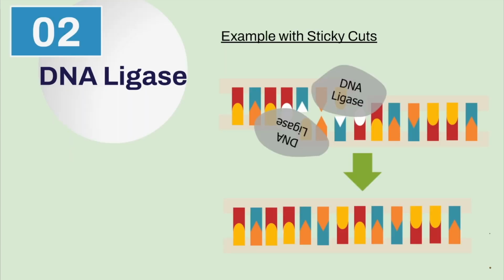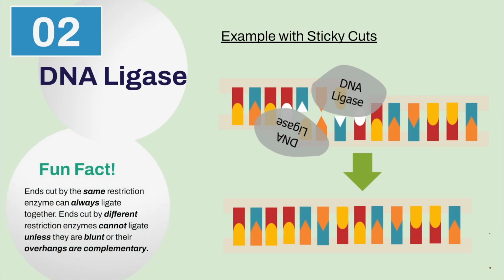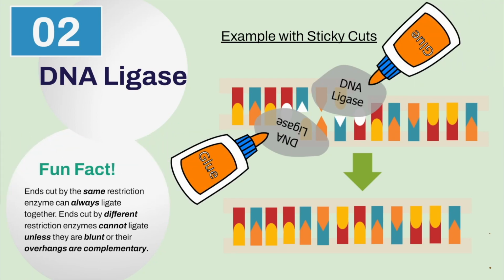Once we've made the appropriate cuts, we need a way to put these parts back together. This is where the renowned ligase comes in. You might remember ligase from our DNA replication video. Just as a review, ligase is basically glue that helps connect the DNA fragments cut from restriction enzymes together. Fun fact, ends cut by the same restriction enzymes can always ligate together. Ends cut by different restriction enzymes cannot ligate unless they are blunt or their overhangs are complementary.